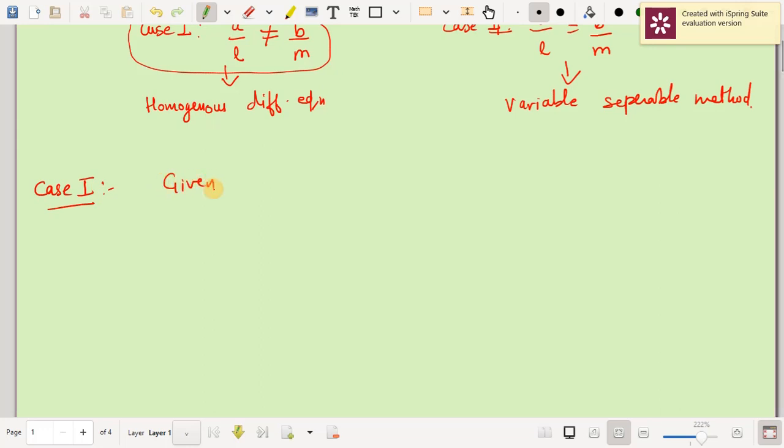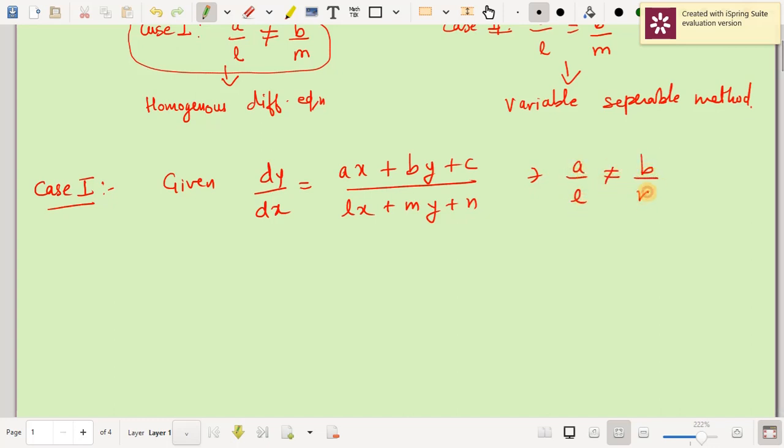Given dy by dx is equal to (ax plus by plus c) upon (lx plus my plus n), such that a by l is not equal to b by m, we will solve this kind of problem. In such problems, what we do is change the independent as well as the dependent variable. In fact, we shift them to a certain extent.